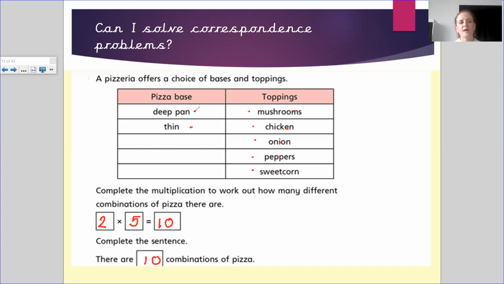So I could have deep pan and mushroom, deep pan and chicken, deep pan and onion, deep pan and peppers, deep pan and sweet corn. Okay, and then you could do the same with the thin base as well.